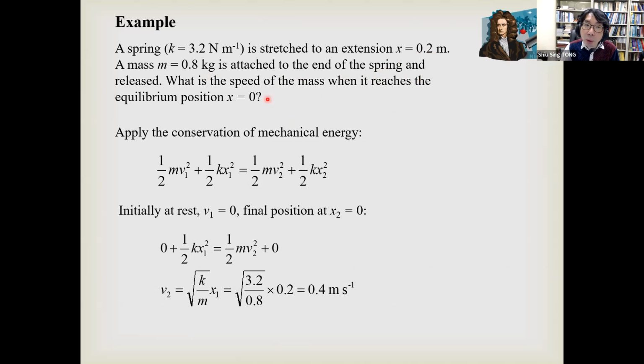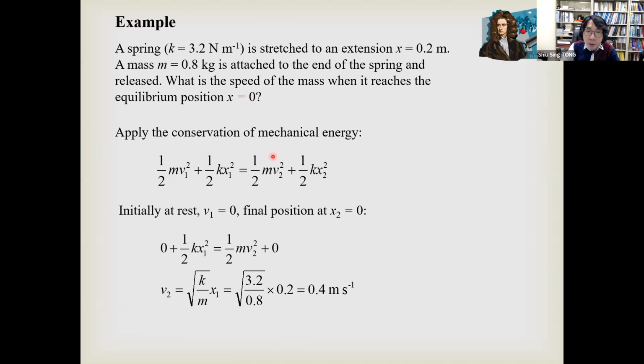I would like to know what would then be the speed of the mass when we reach the equilibrium position. The equilibrium position is the point where the extension is 0 and the force acting on the object is 0. So essentially I stretch the spring, and here I attach the mass, and then I release it. And I want to know what its speed will be when it passes through the position of equilibrium. Okay.